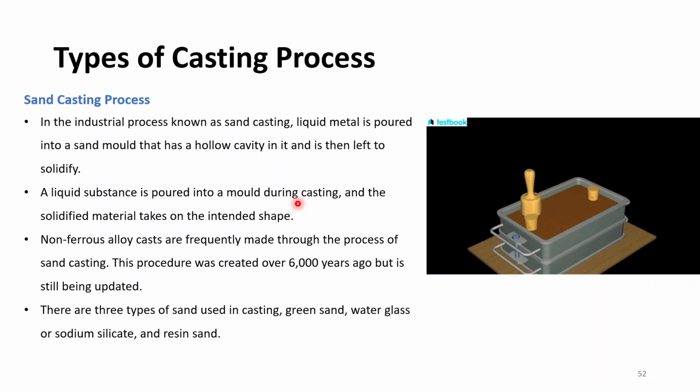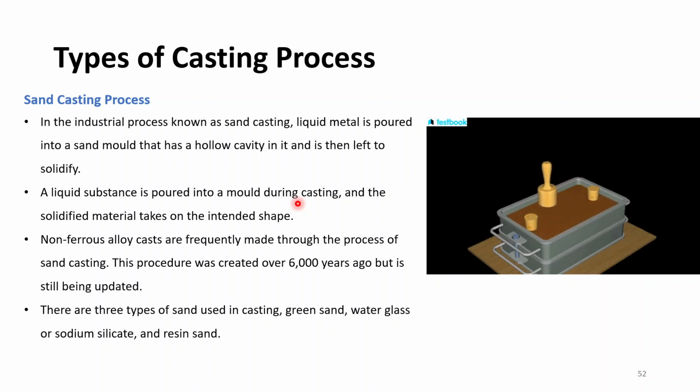This is mostly used for non-ferrous alloys. Non-ferrous alloy casts are frequently made through the process of sand casting, and this procedure was created over 6,000 years ago but is still being updated. There are three types of sand used in casting: green sand, water glass or sodium silicate, and resin sand.